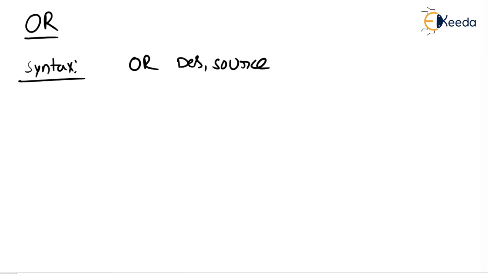Next, the OR operation. What is the syntax? Same syntax: OR destination, source. In OR, the source can be an immediate number, a register or memory location. Destination can be a register or memory location, and the same rule applies: both operands cannot be memory locations at the same time.